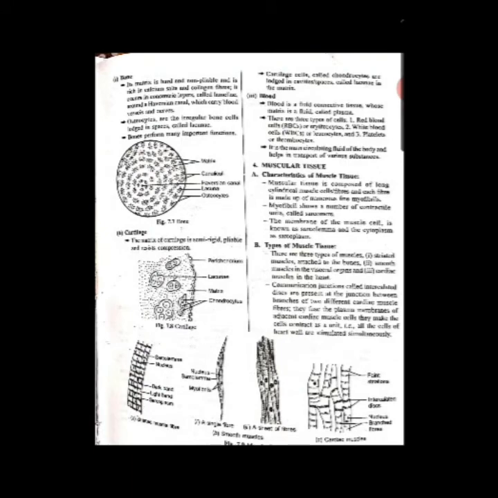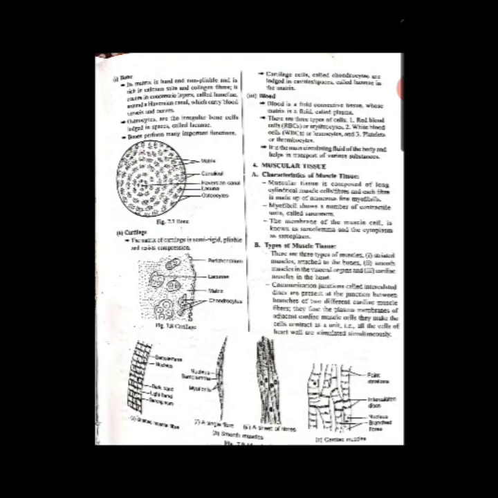Let's start one by one. The striated or the skeletal muscles are those muscles which are present in the voluntary organs which move by our own will. They are unbranched, cylindrical, multinucleate. They have alternating bands of dark and light proteins. That is why they are called striated.